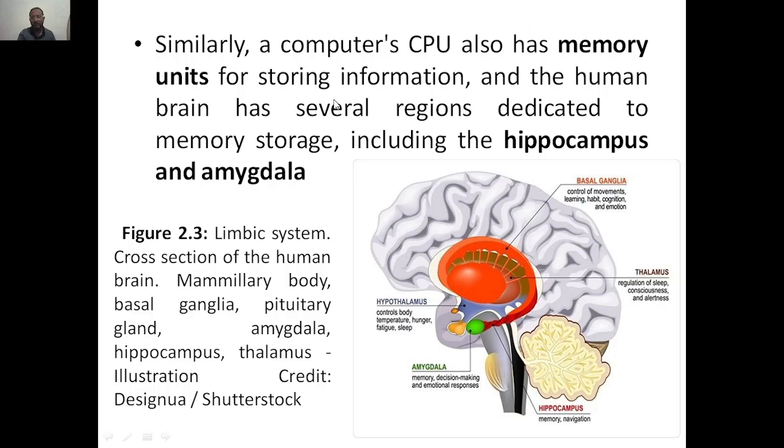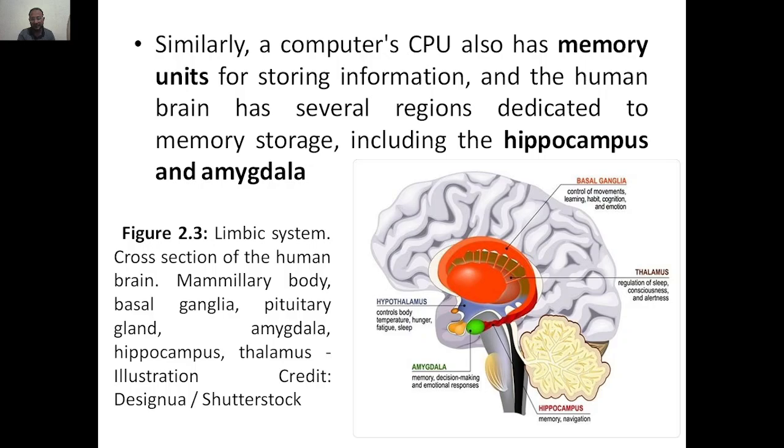So similarly, a computer CPU also has memory units. It has something called subconscious or conscious memory, where it will store the information. So CPU has a memory system, and the brain also has a memory system. The human brain has several regions dedicated to memory storage itself. Those regions are responsible only for memory storage, including the hippocampus and amygdala. So hippocampus and amygdala are responsible for storing the information, whereas in CPU we have memory units.